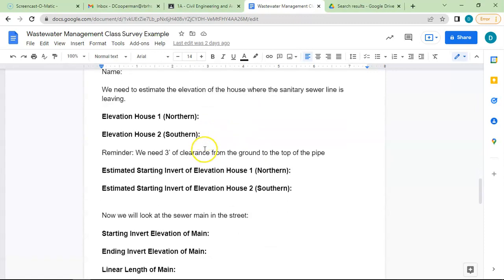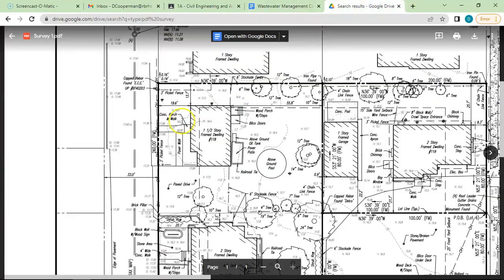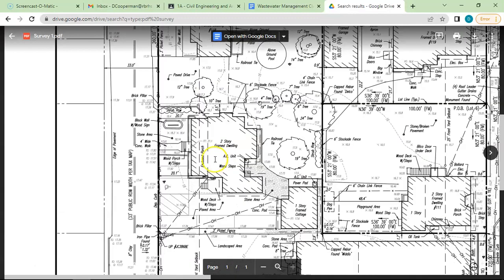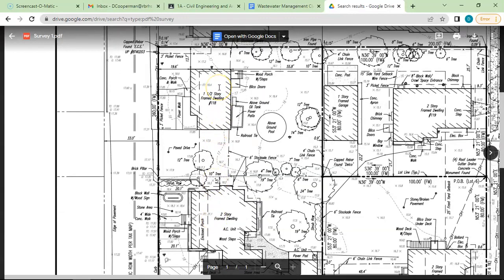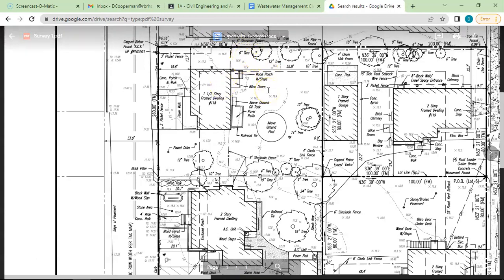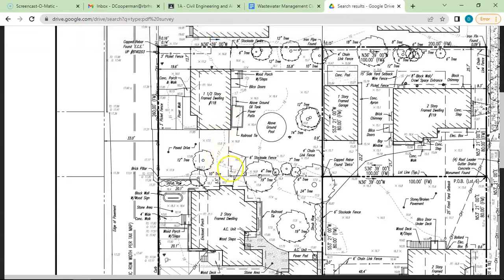All right, now let's go through some of these questions. We need to estimate the elevation of the house where the sanitary sewer line is leaving. We're going to focus on these two buildings right here. To estimate the elevation, we have to look at the contour map. This also has a contour map built into it. You might remember contour maps from history class or whatever. Right here, this 17 is showing where it's 17 feet of elevation. These little spot shots here are just showing you individual elevations at that exact location.